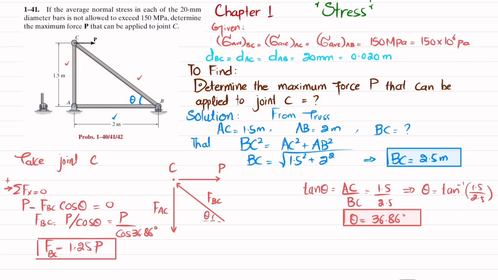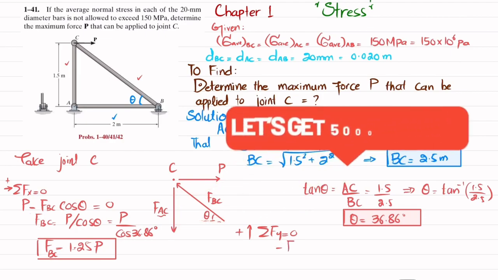Now you have this FBC. We'll find FAC by using another equation of equilibrium, that is, the sum of all forces along the y direction must be equal to 0, and upward force is taken as positive. You can see one force that is acting vertically is this minus FAC because it is downward, and another one is the vertical component of FBC, which is equal to FBC sine of theta.